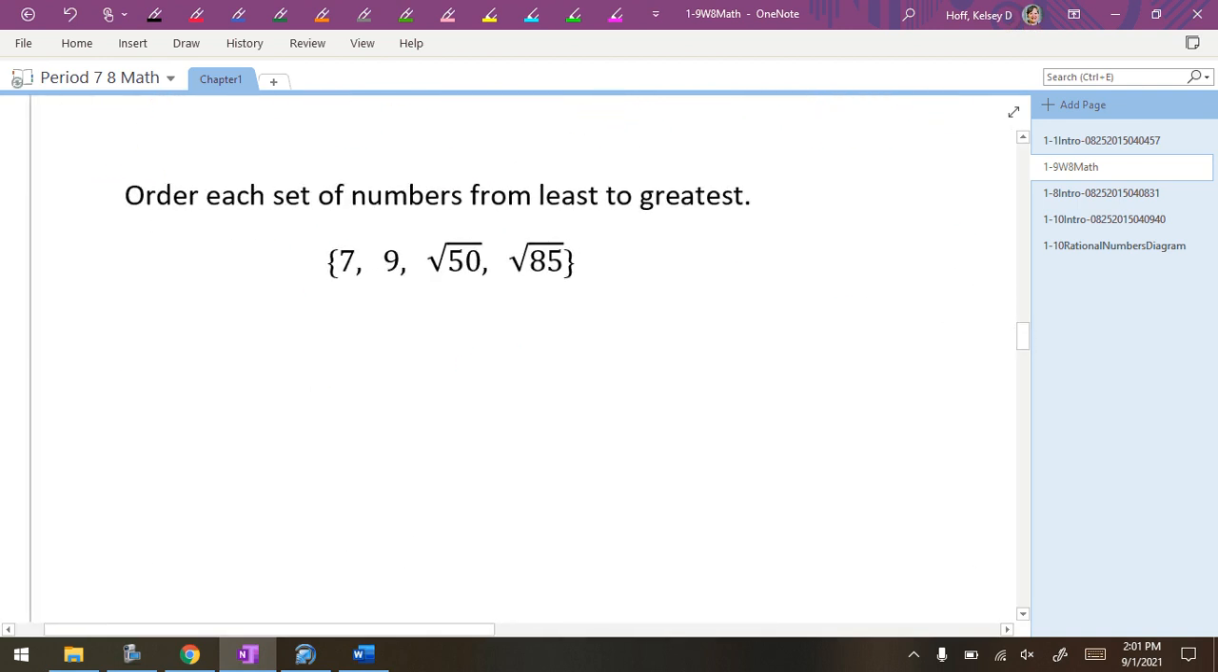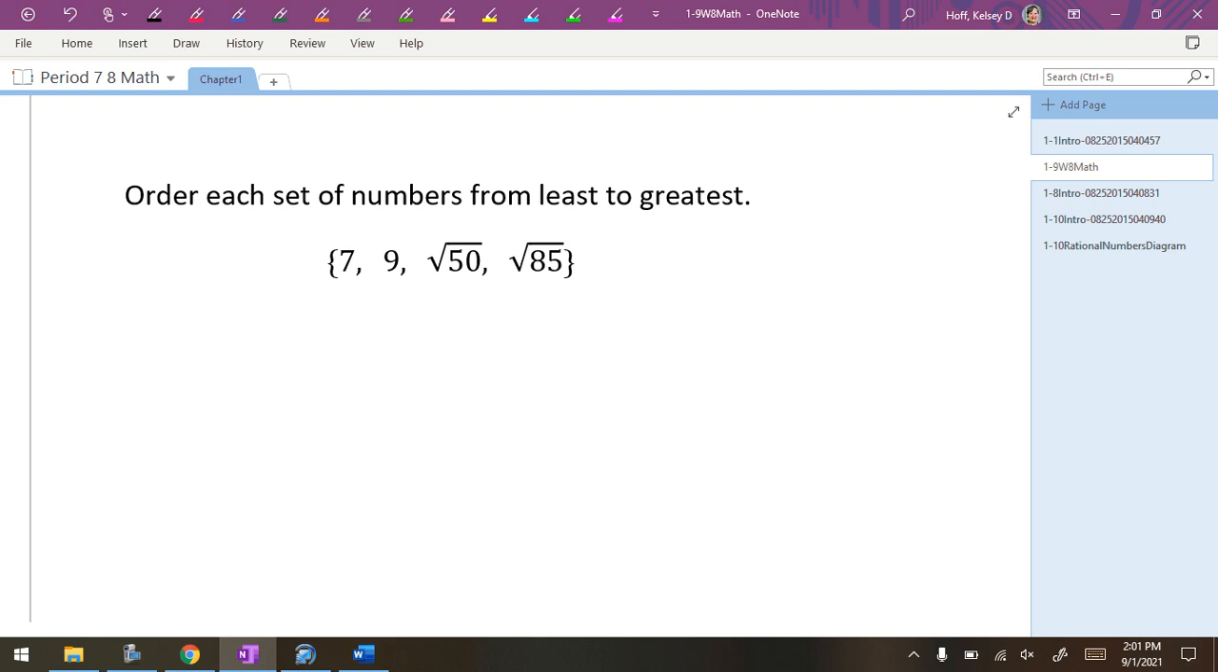I'm going to give you a set of numbers, and you need to order them from the least to the greatest, so the smallest to the largest. You're like, got this. 7, I know what 7 is. 9, I know what 9 is. Square root of 50, I don't know what that is. And the square root of 85, I don't know what that is. But using what you just did in estimating, we can talk about approximately what it is, right?